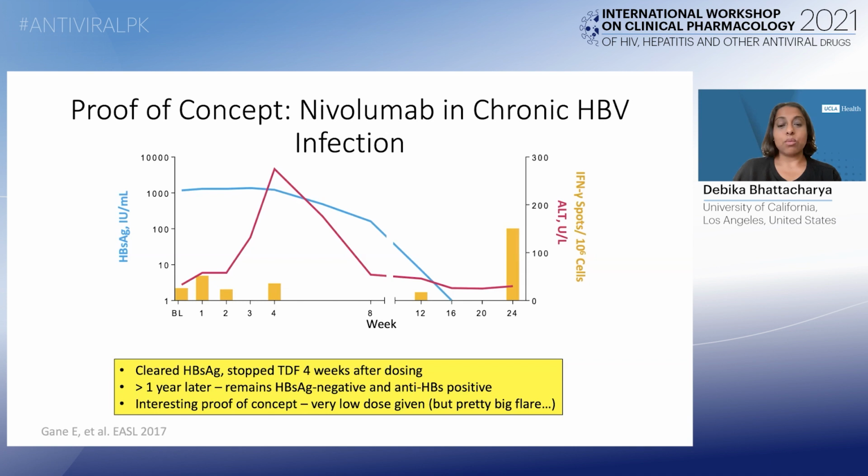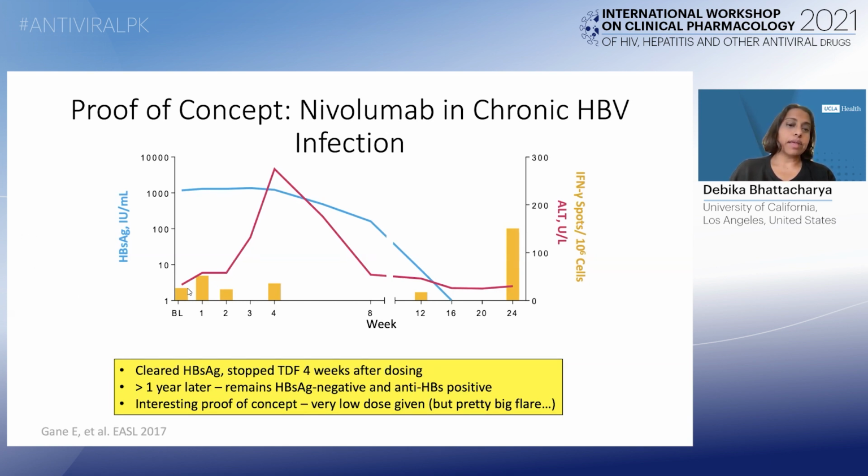In this study, one participant was able to achieve functional cure, which is characterized as the loss of hepatitis B surface antigen. And also, this person was able to stop antiviral therapy, tenofovir, 4 weeks after dosing, and has remained off of antiviral therapy, remaining surface antigen negative, and has gained the antibody to hepatitis B surface antigen, and the viral load is undetectable. And so this was really an interesting proof of concept.